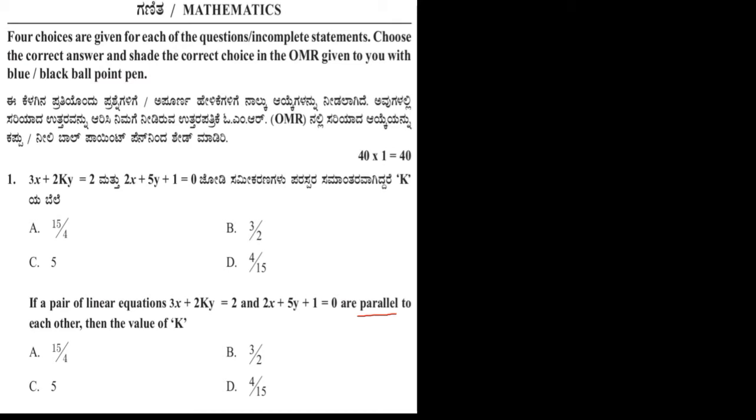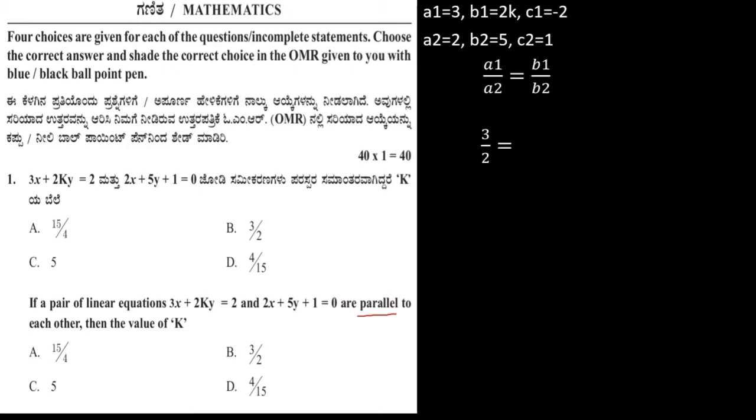Now we will apply that, because we have 2 equations of the form a1x plus b1y plus c1 is equal to 0. So we have a1 is 3, b1 is 2k and c1 is minus 2, and a2 is 2, b2 is 5 and c2 is 1. Now we will take that condition and apply it: a1 by a2 is equal to b1 by b2. We will substitute the values. We get 3 by 2 is equal to 2k divided by 5. Now we will do cross multiplication.